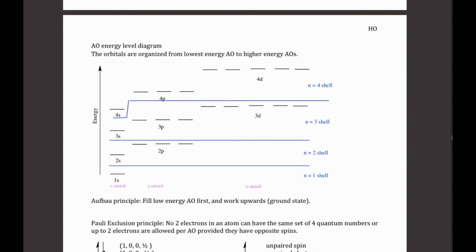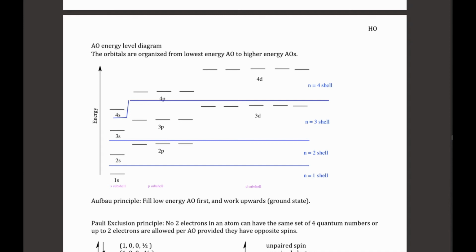Well, it turns out energy-wise, the 4s atomic orbital is a little bit lower in energy than the 3d atomic orbitals. An electron in a 4s atomic orbital can get a little closer to the nucleus than if the electron were placed in a 3d atomic orbital.